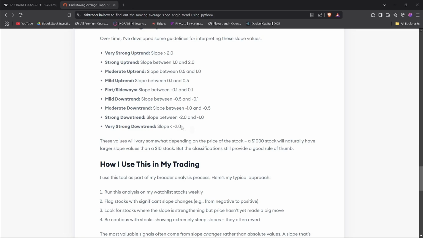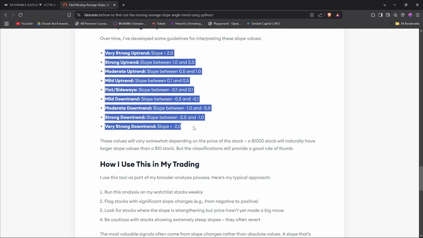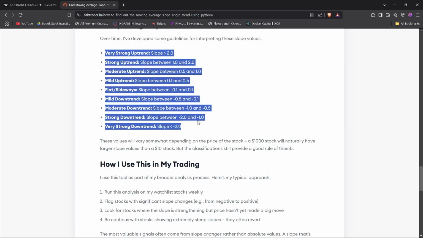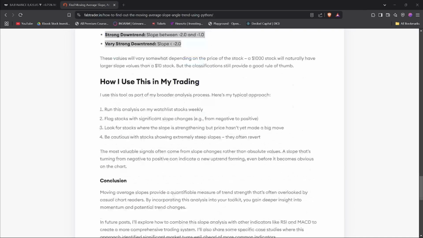You can refer to the blog article where it explains how to infer the data, the slope value or the angle, and then accordingly how you find out the trend. So you can read through this blog article for more details.